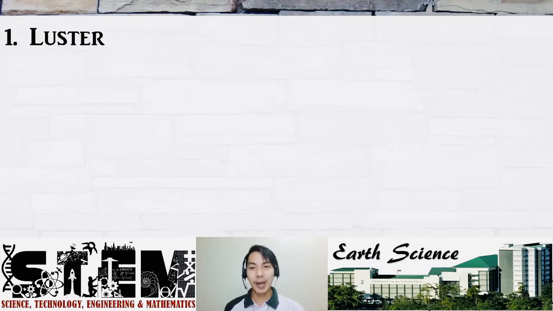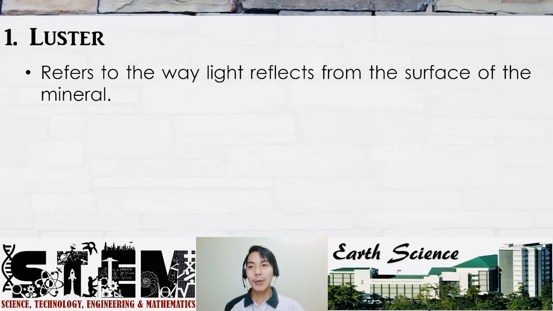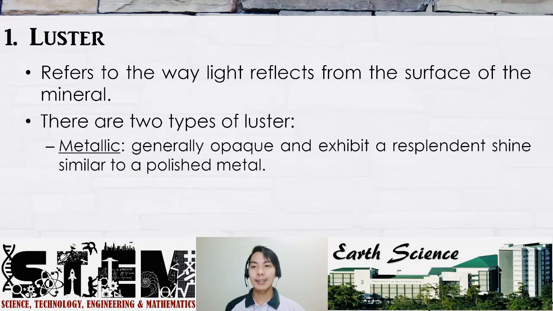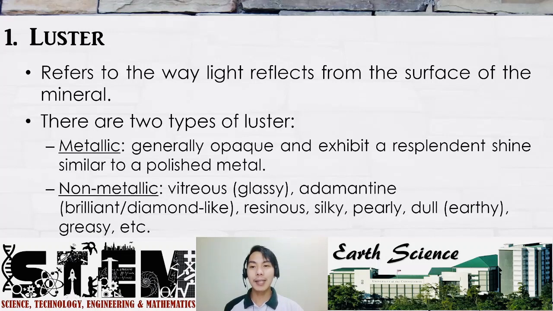We have these different properties. The first one is luster. When we say luster, it refers to the way light reflects from the surface of the mineral. There are two types of luster: metallic luster and non-metallic luster.